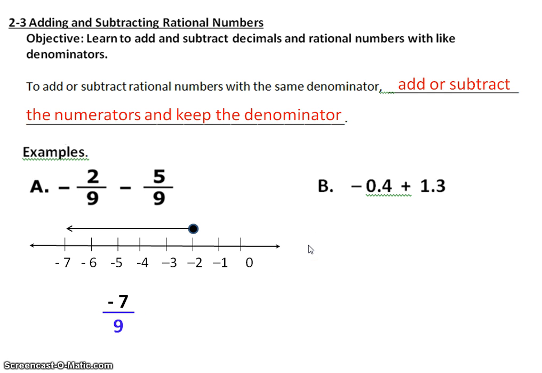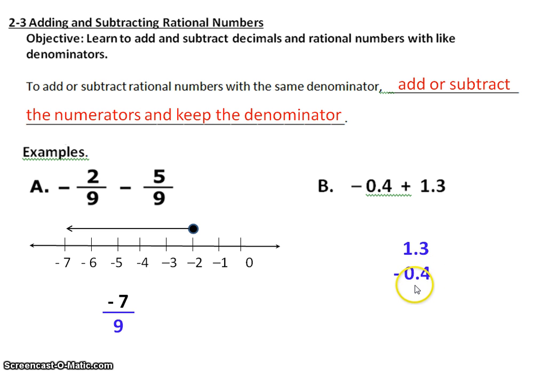In example B, I've got negative 4/10 plus 1.3. Because these two have different signs, this one is negative and this one is positive, I need to find the difference of those two. So I'm going to subtract those two. I have 1.3 minus 0.4.